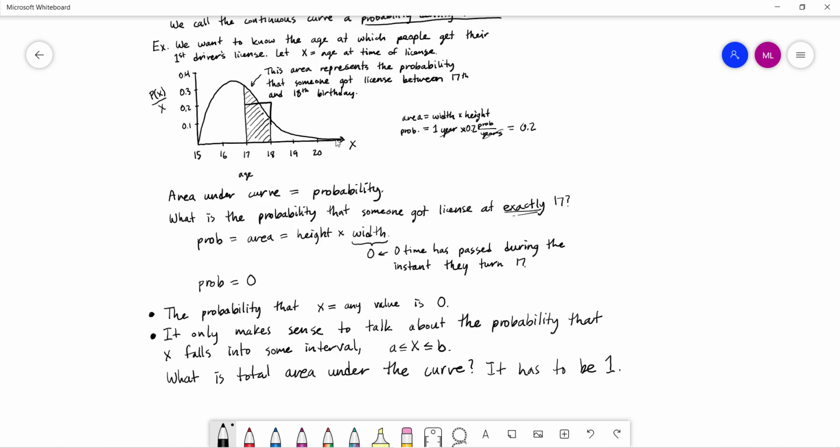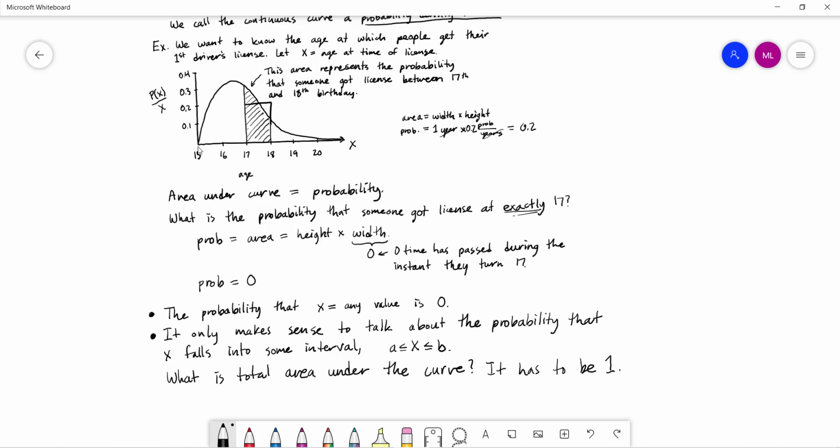But it's absolutely possible that somebody could get their first driver's license when they turned 40 or 50 or 60 or 100 years old. Right? It's less likely. That's why there's not very much area under the curve way out here for these higher ages. Most people get it when they're fairly young, but it does happen. It's possible. So to figure out the total area, what we're asking is, what is the probability? So somebody has a driver's license.